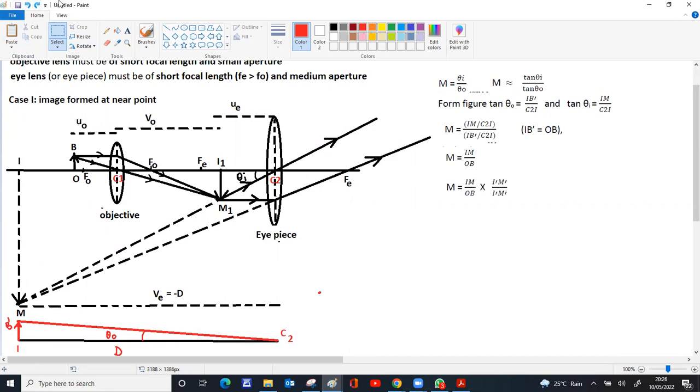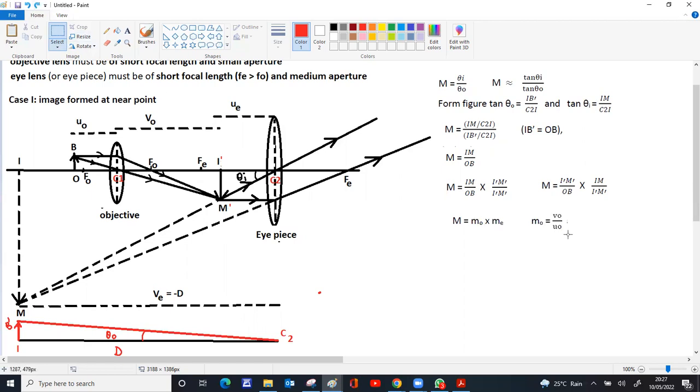Just multiply numerator and denominator by the height of the intermediate image, I dash M dash. So into I dash M dash by I dash M dash. We just transfer I dash M dash to the left term, Im to the right term. So I dash M dash by OB into Im by I dash M dash. This is for a particular purpose. I dash M dash is the image for the first lens. OB is the object for the first lens called objective, which will be the magnification of the objective. Then the Im is the final image, which is formed by the eyepiece. The object distance for that is I dash M dash. So this will be the magnification of the eyepiece. M will be equal to MO into ME.